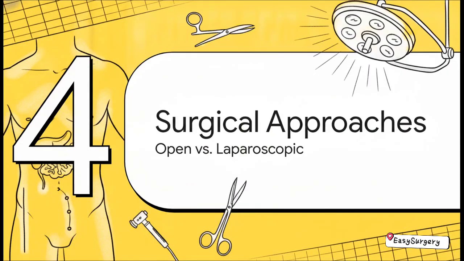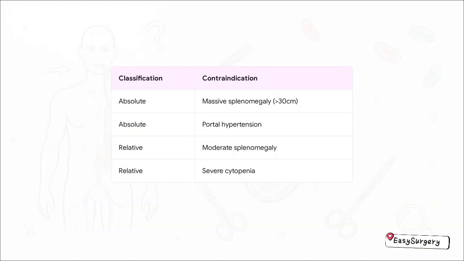Section 4. Surgical approaches. So, laparoscopic is generally our preferred elective approach, but it does have its limits. Absolute contraindications include massive splenomegaly, which means a spleen greater than 30 centimeters, and portal hypertension. Honestly, at over 30 centimeters, you physically just run out of working space inside the abdomen, and the bleeding risk skyrockets, so you're forced to do an open approach.